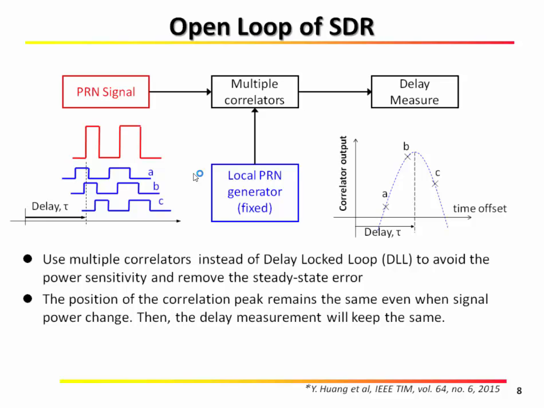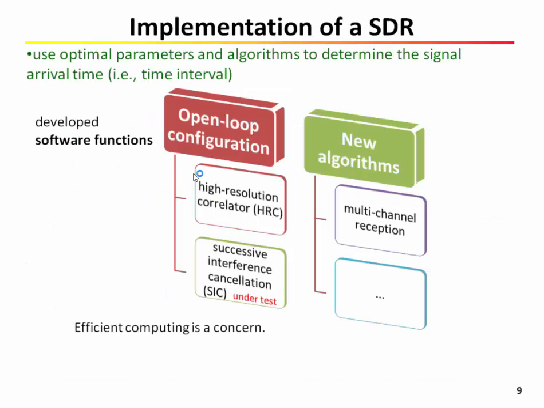And what is called the open loop software-defined receiver? We use multiple correlators instead of the delay lock loop. Here is the PRN signal, and we use multiple correlators with different delays to calculate the correlator output. And the delay measurement will be determined by the position of the correlation peak. When the signal power changes, the delay measurement will stay the same.